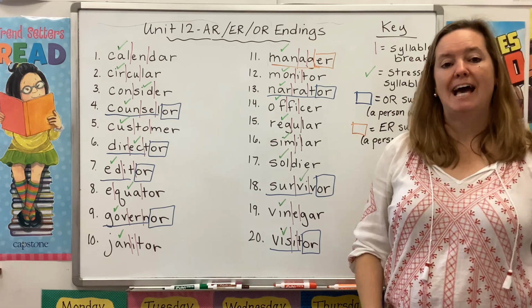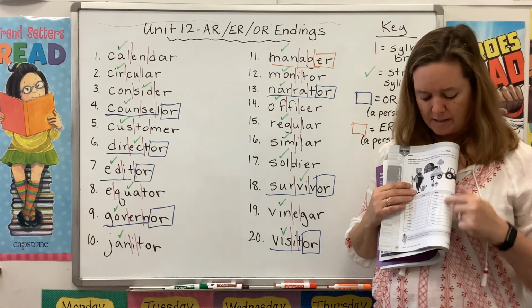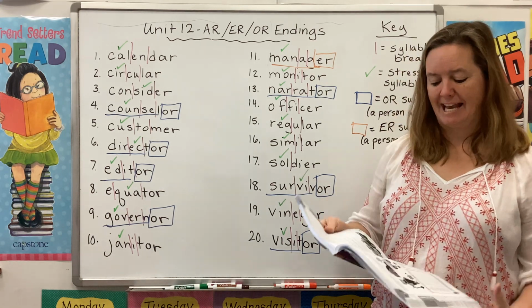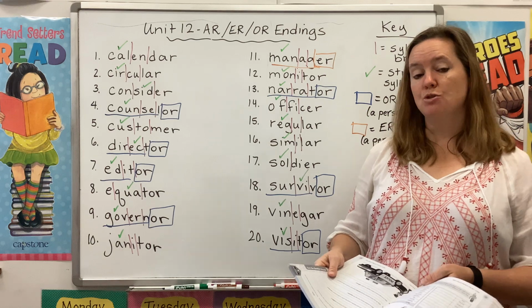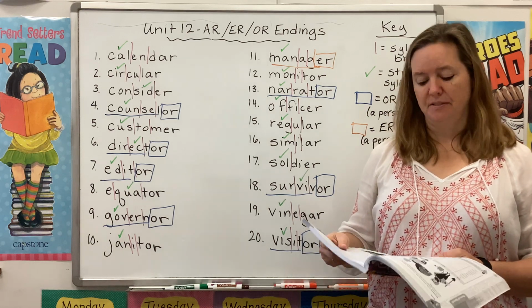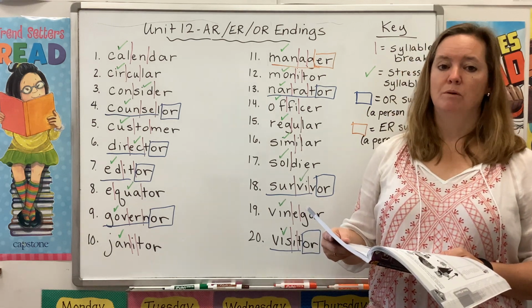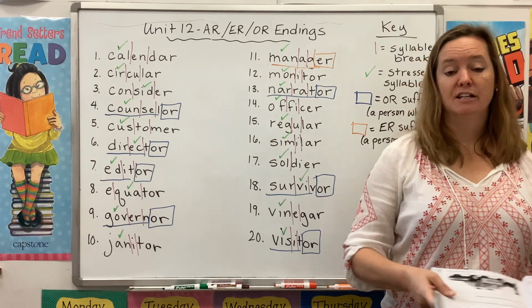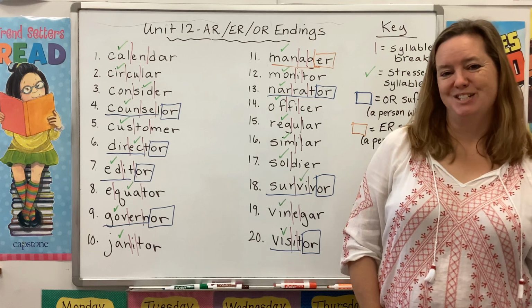And then in the second chart here, you're going to be doing the opposite. You're going to be starting with a noun and you're going to change it to a verb by dropping the suffix. So farmer will become farm, liar will become lie, manager will become manage.